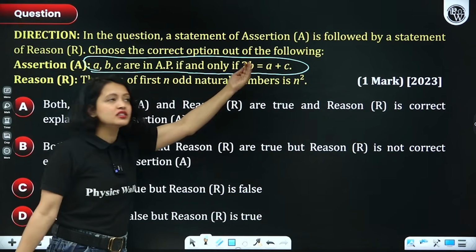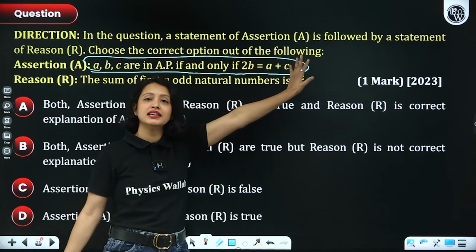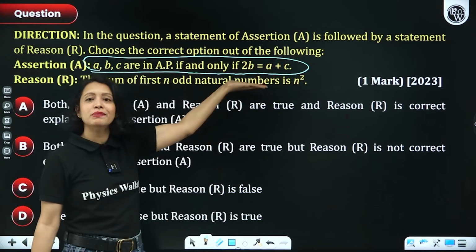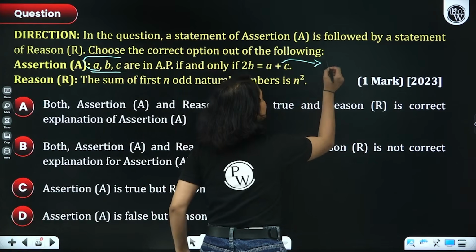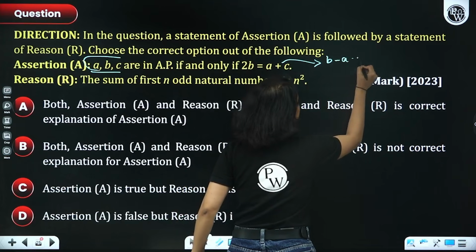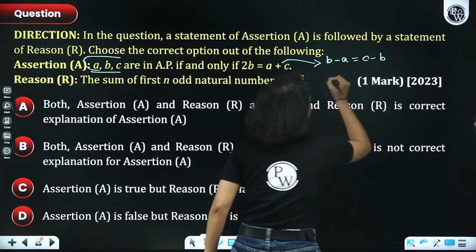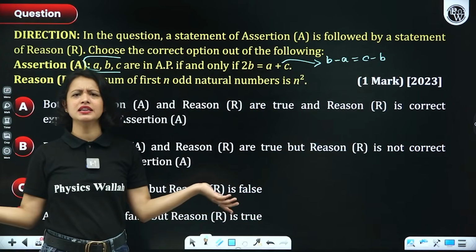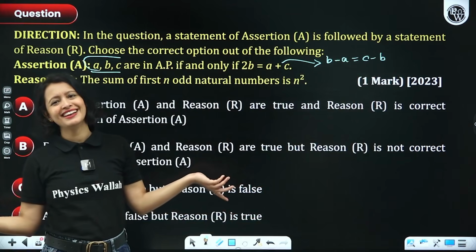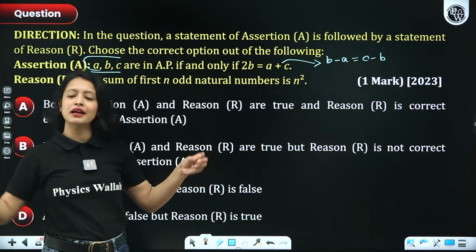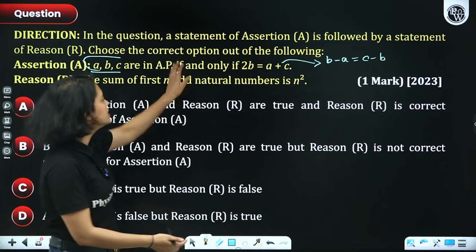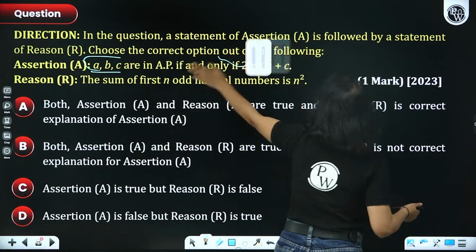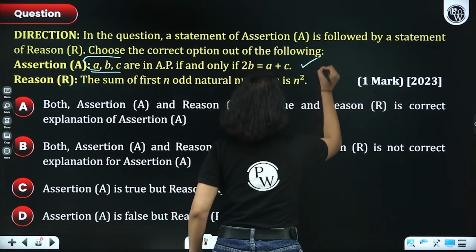Even its reverse is true. If 2B is equal to A plus C, then we can rewrite it as B minus A is equal to C minus B, right? I'll just write it down. We can rewrite it as B minus A is equal to C minus B. So clearly A, B, C are in AP because the common difference is equal. If and only if means both ways it should be correct. So yes, it is correct. The first statement is clearly correct. There's no doubt about it.